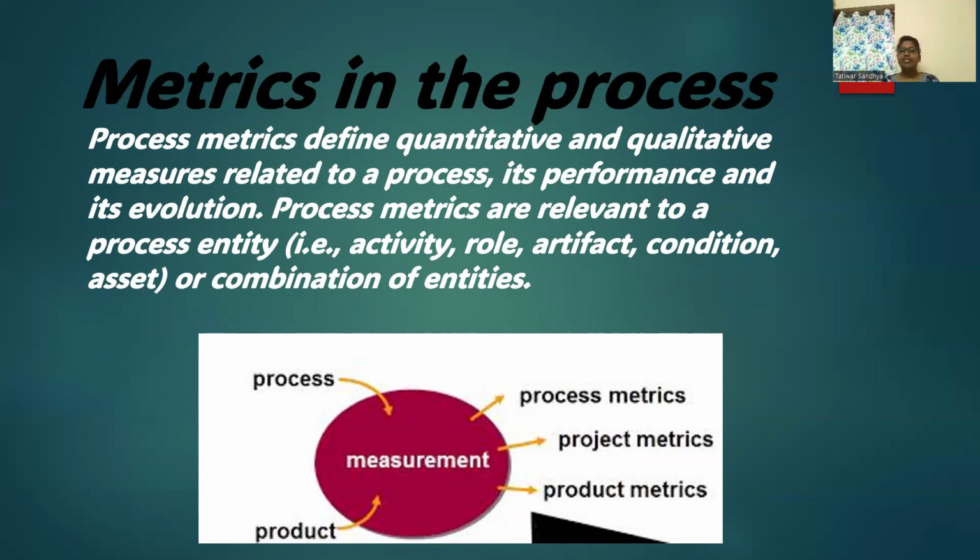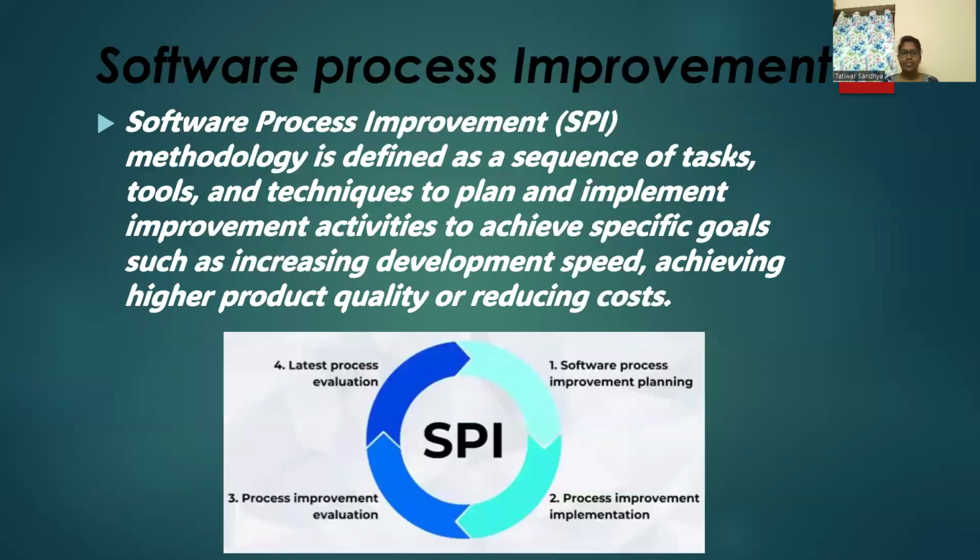In process metrics, it defines the quantitative and qualitative. Quantitative is data which can be measured or counted, and qualitative data is descriptive. It cannot be expressed in terms of numbers and cannot be measured. And artifact condition is nothing but a tool or an object related to the software process.